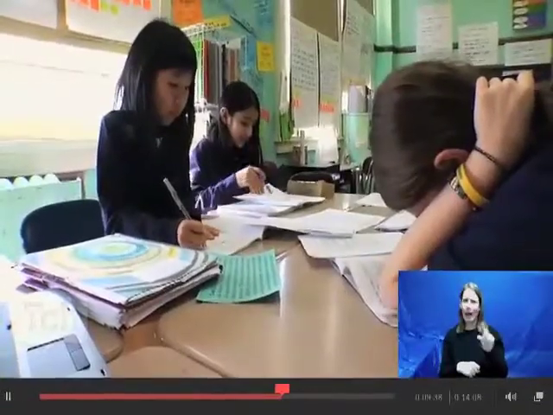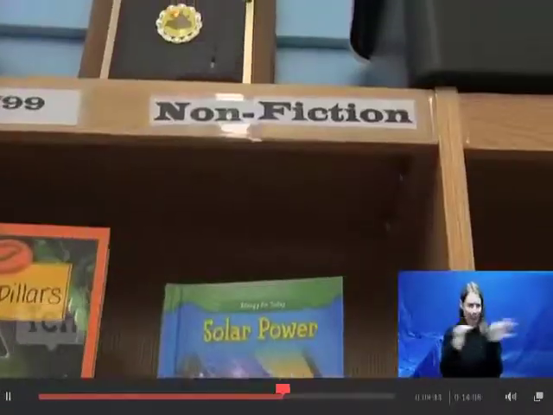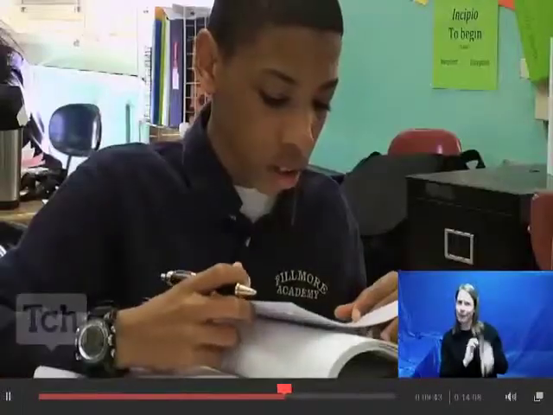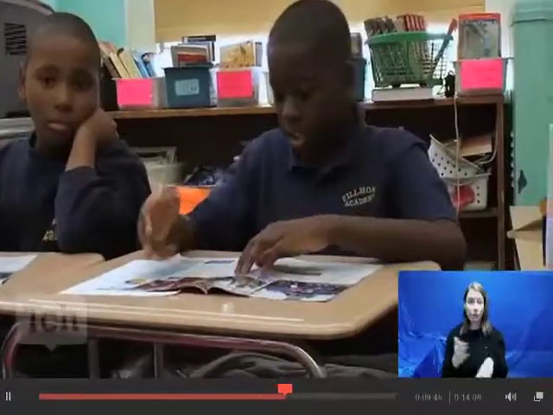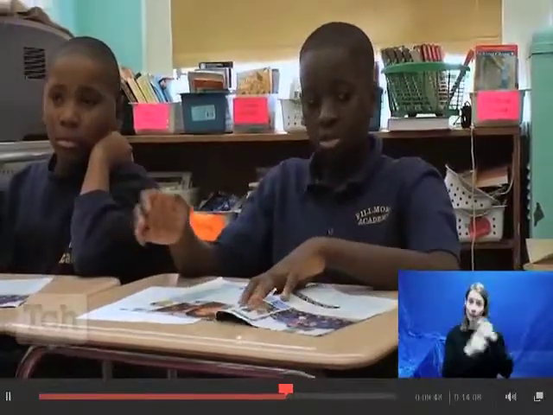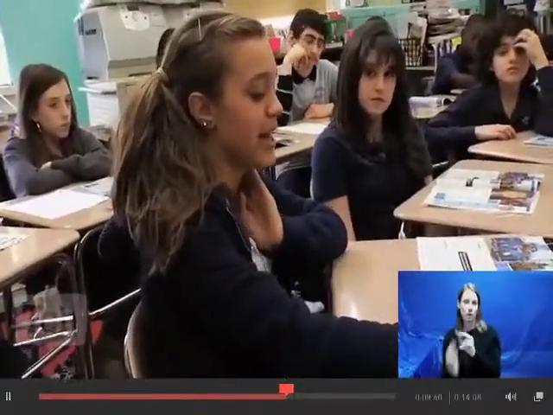Students must not only read more complex texts, they must read more nonfiction. The standards contain 2 sections for reading, one for literature, the other for informational text, which should account for just over half the reading by 8th grade.